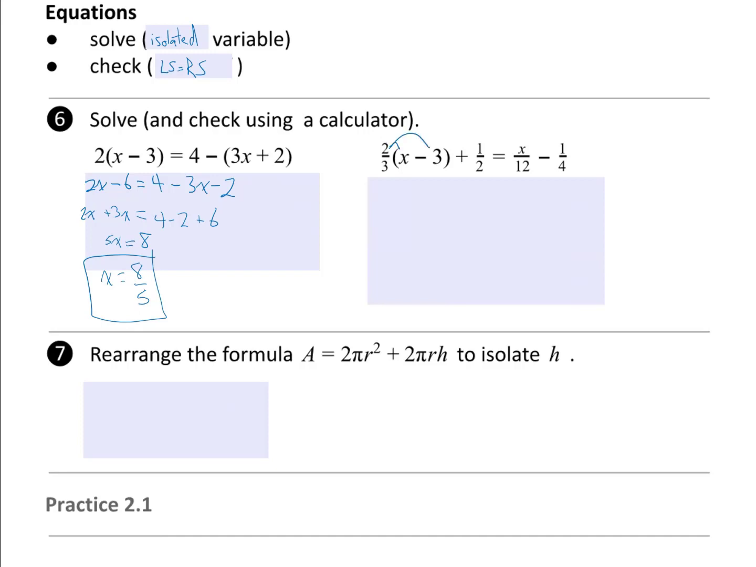We multiply into this bracket first. So we have 2 over 3x, and then 2 over 3 times negative 3 gives us negative 2, plus 1/2 equals x over 12 minus 1/4. Okay.